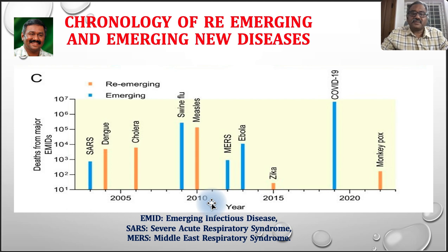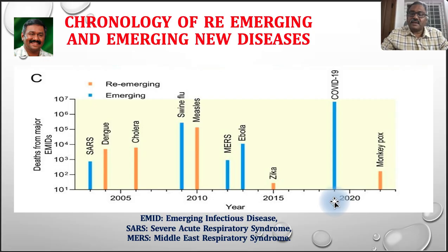In the year 2010, more than 10 to the power of 5 people died because of measles. In the year 2012, because of Middle East respiratory syndrome, more than 10 to the power of 3 people died. In the year 2013, because of Ebola virus infection, more than 10 to the power of 4 people died. Thousands of people died in the year 2015 because of Zika infection.